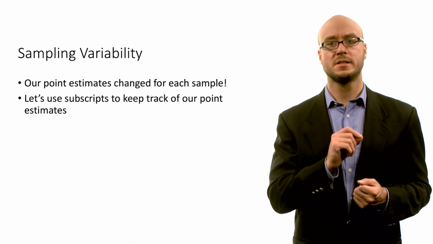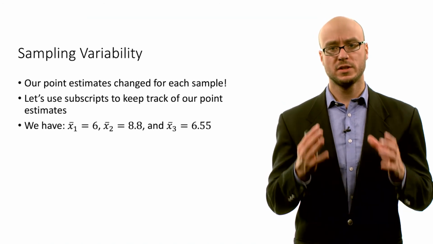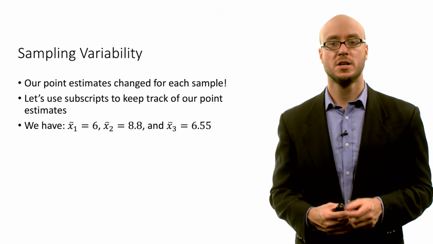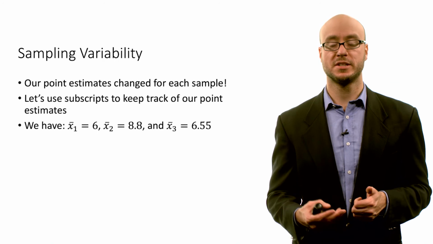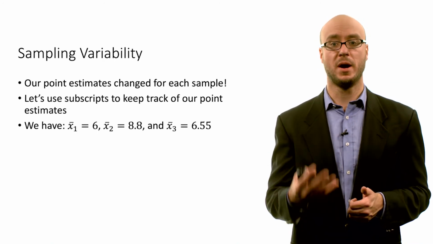These point estimates are bouncing around. They're changing from sample to sample. So let's, for now, keep track of these different sample means using subscripts. So for this first sample, we had a mean of 6. So 6 years was our point estimate, our single best guess based on that sample for the population mean.